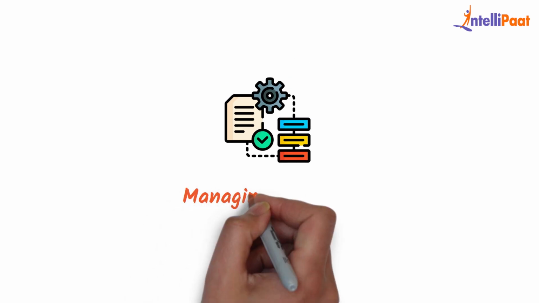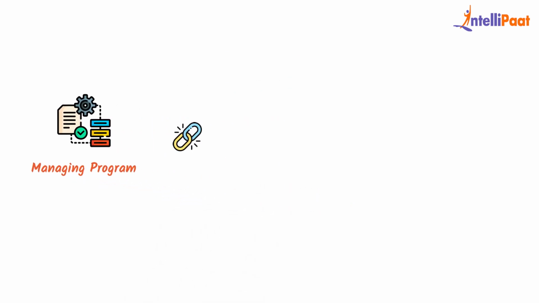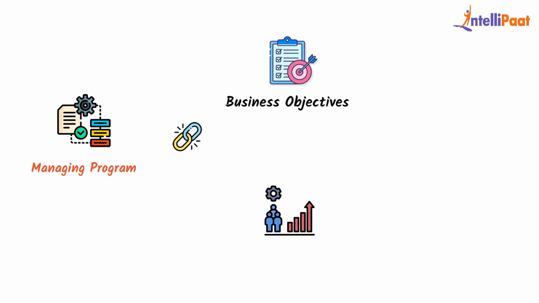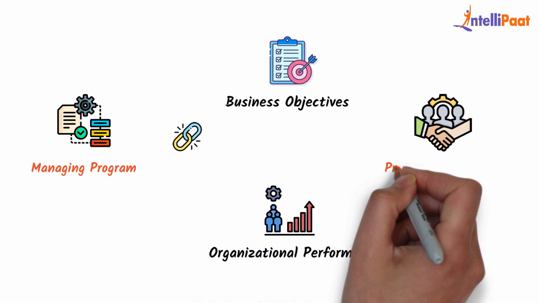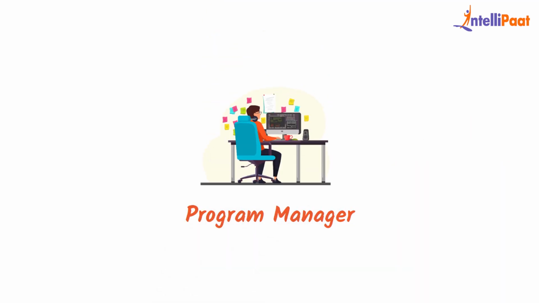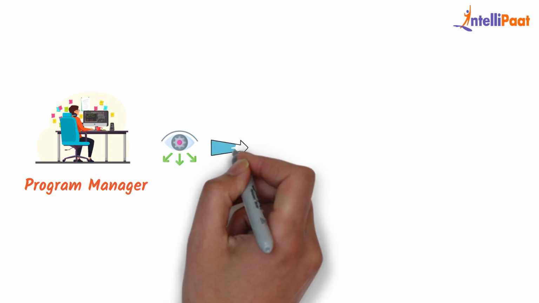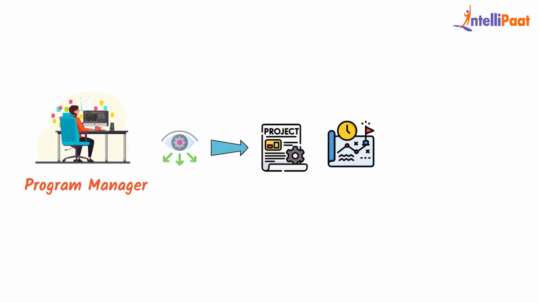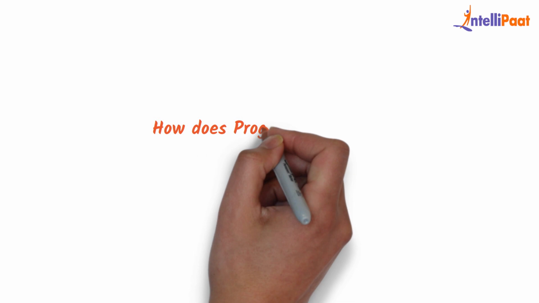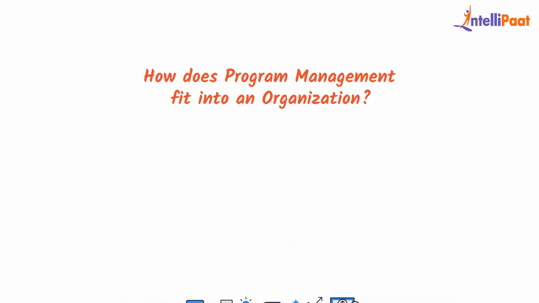The process of managing programs that are linked to business objectives and increase organizational performance is known as program management. A program manager oversees and coordinates the various projects and other strategic initiatives throughout an organization. So how does program management fit into an organization?